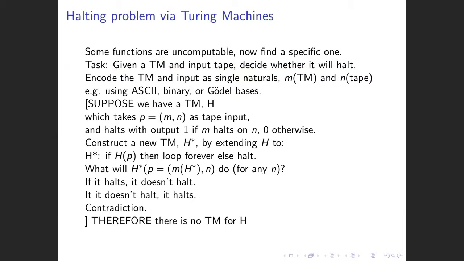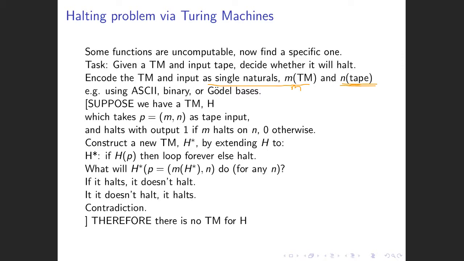So you can encode your Turing machine as a single natural number. Let's call that M, or M of the Turing machine. That's an int representing which Turing machine you're going to use. And then we have N, which is an int representing which input you're going to use. And it doesn't really matter how you code them, right?